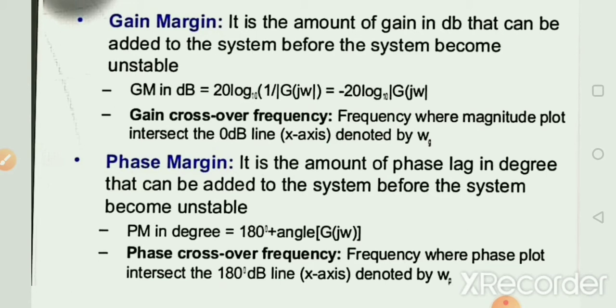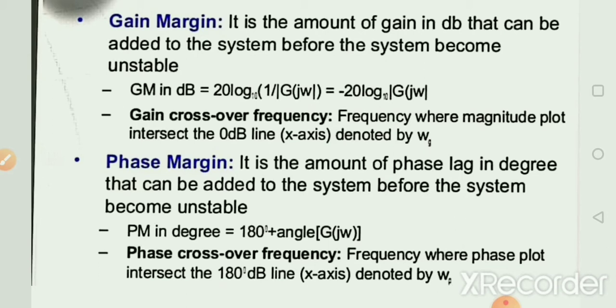Gain margin is the amount of gain in dB that can be added to the system before the system becomes unstable. Gain margin in dB is minus 20 log base 10 of the magnitude of G(j omega). And the gain cross over frequency is the frequency where the magnitude plot intersects the 0 dB line, and it is denoted by omega g.